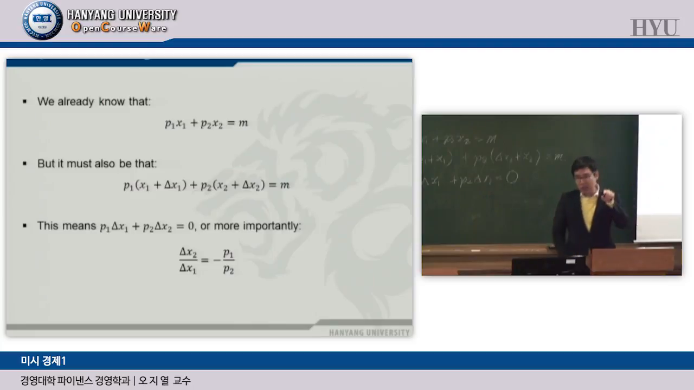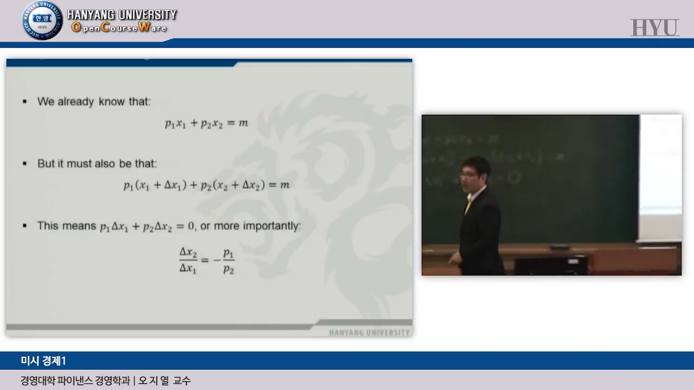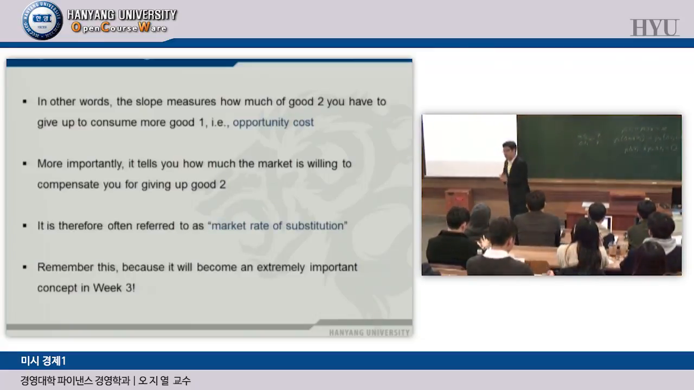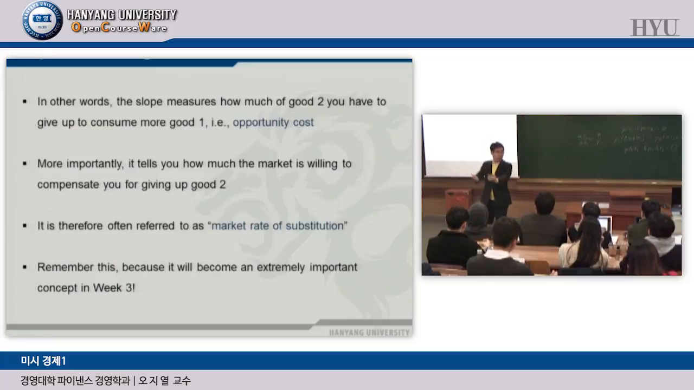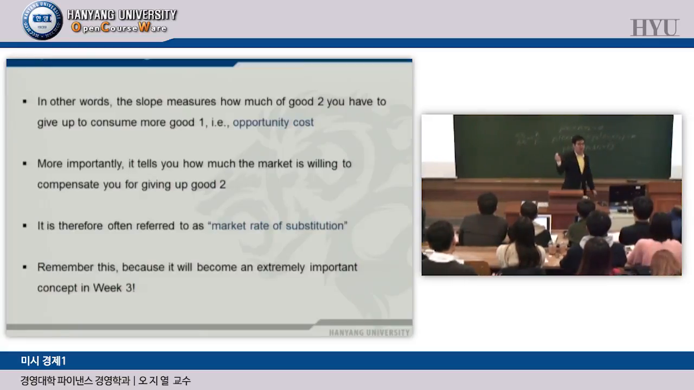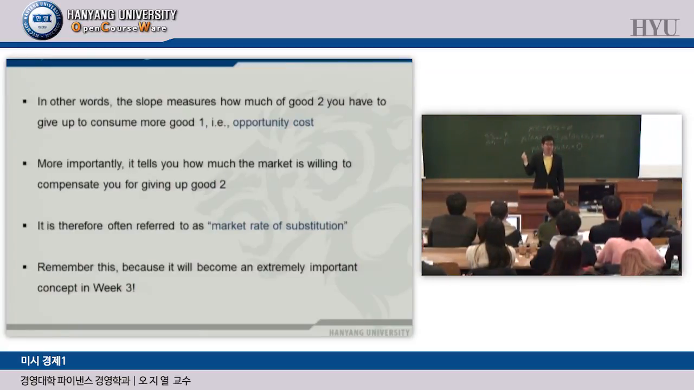I want to give you the intuition. Intuition is the important bit, okay? What does that mean? It tells you how much the market as a whole, now I'm taking price as given, is willing to compensate you for giving up chicken, okay?